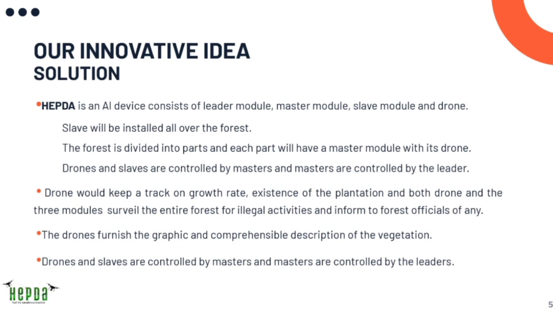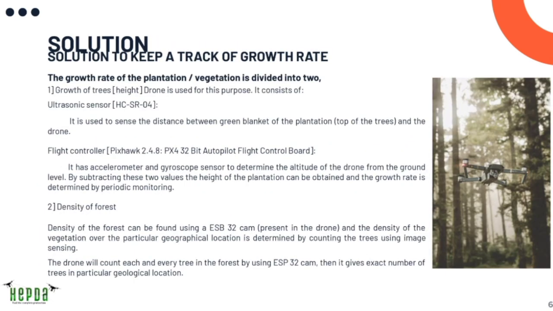The drone would keep track of the growth rate and existence of the plantation, and both the drone and the three modules surveil the entire forest for illegal activities and inform forest officials of any. The drones furnish a graphic and comprehensible description of the vegetation.